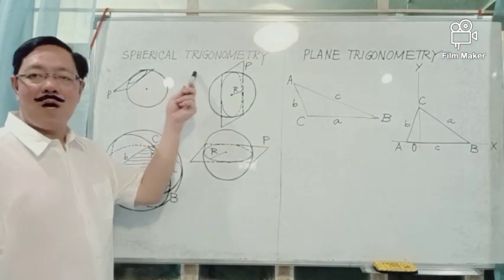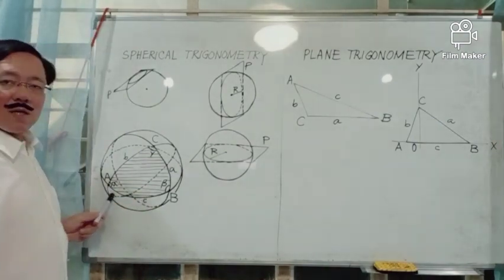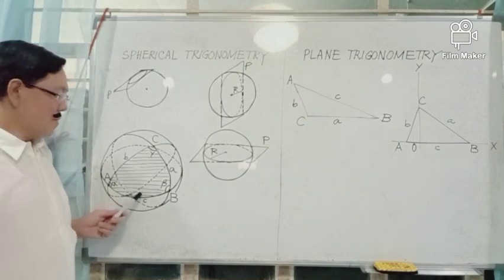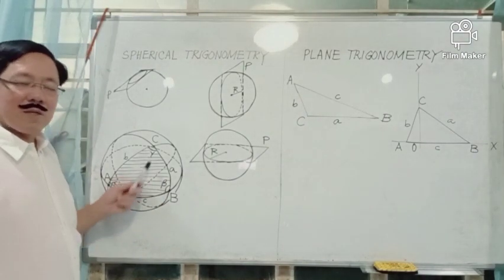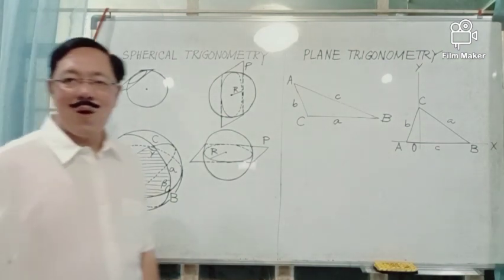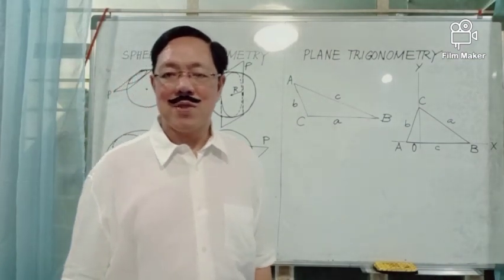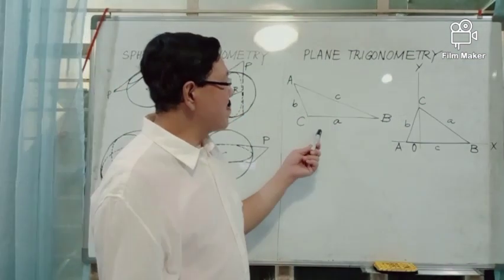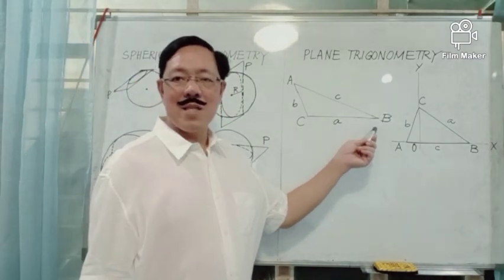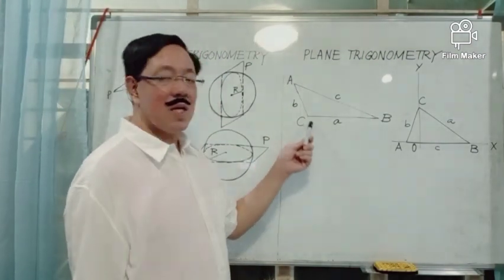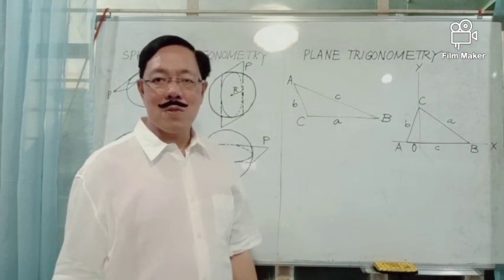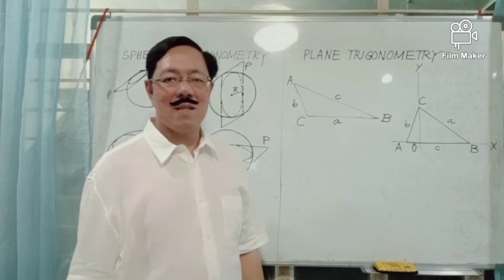In spherical trigonometry, we deal with triangles on a sphere, such as this triangle. And this triangle on a sphere is referred to as a spherical triangle, also known as a curved triangle. In a plane triangle, the vertices of the triangle are denoted by capital letters of the English alphabet. And these capital letters also denote the angles of the triangle.